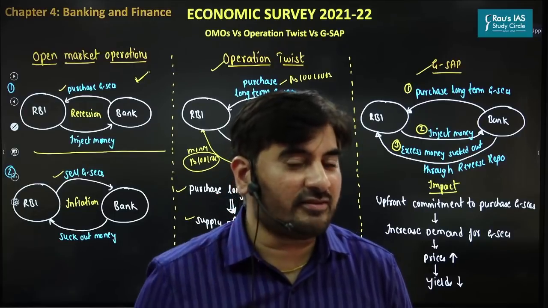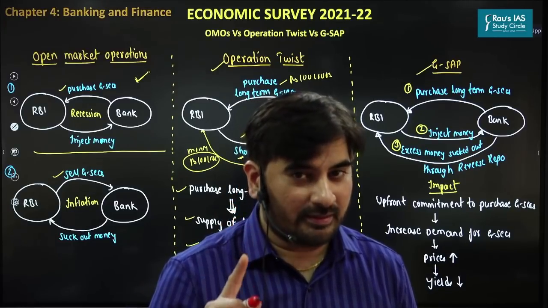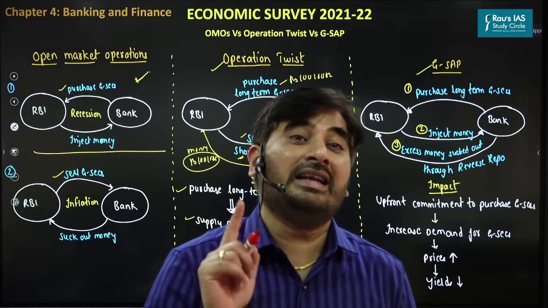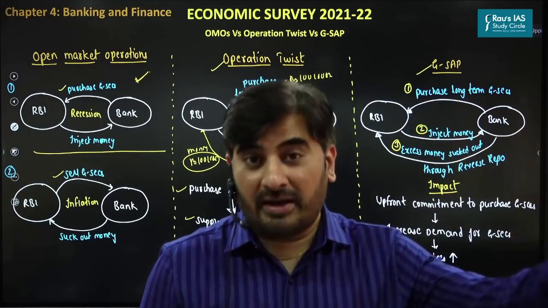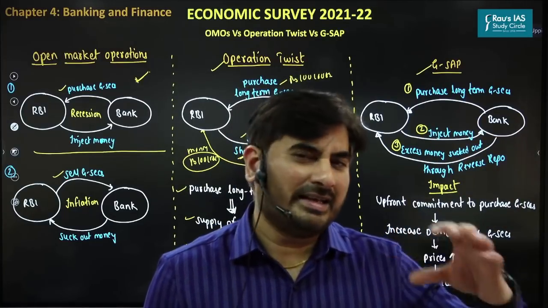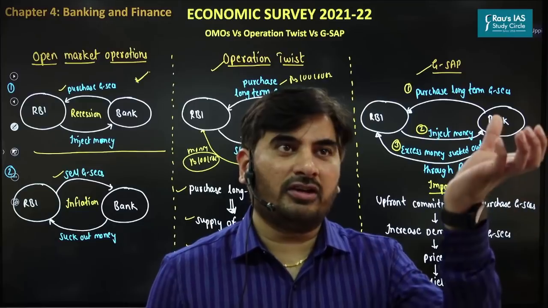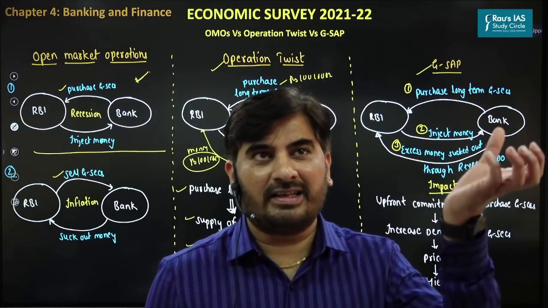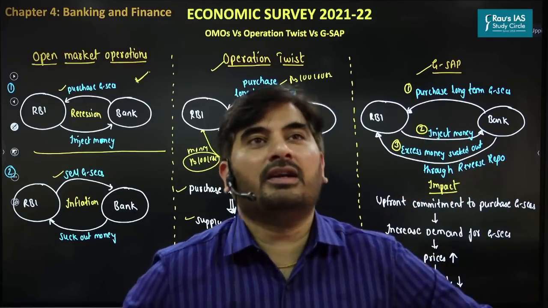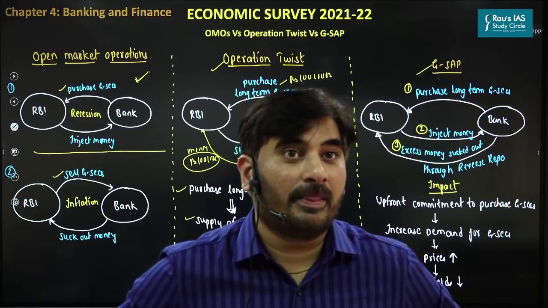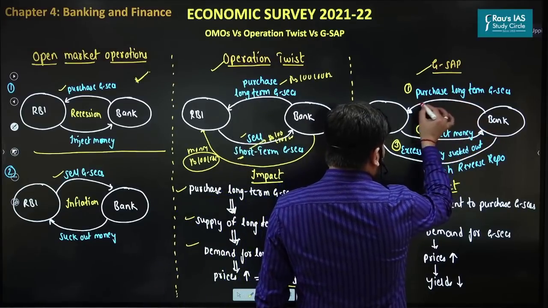For example, in the first quarter of the financial year, under GSAP 1, RBI had given a commitment that it will purchase government securities worth 1 lakh crore in the first quarter of the financial year. So when RBI is giving an upfront commitment that it will purchase the government securities, can I say automatically demand for the government securities will increase? Yes. As the demand for the government securities increases, automatically prices will increase. And as the prices increase, since prices and yield rates are inversely proportional, yield rates will come down. Are we clear now?